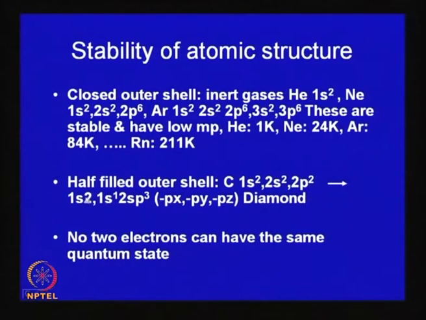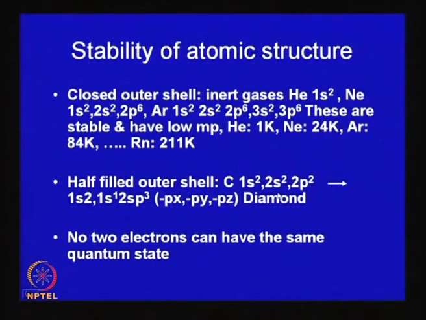Next stage is half-filled outer cell. So, in most of the cases, the outer cell has a capacity of 8 electrons. Now, in certain cases, say like carbon, if you look at the structure of carbon, its atomic number is 6, and if you follow the rule which I just talked about, this should be the structure 1s2, 2s2, 2p2.